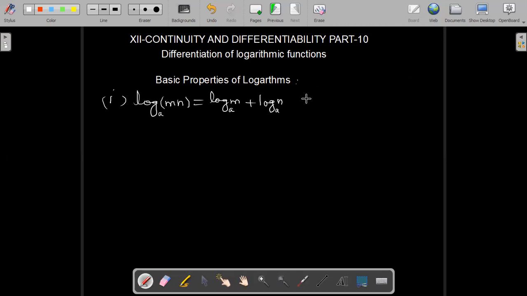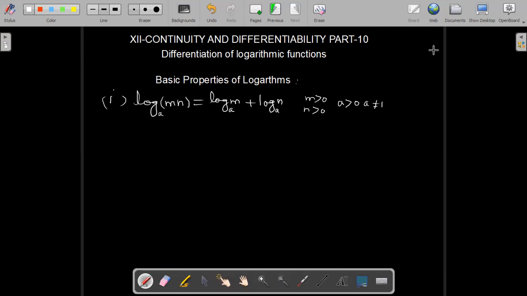Where always log is for positive numbers. We cannot find the log of a negative number. So here all should be positive, meaning m should be greater than 0, n should be greater than 0, because we can find the log of positive numbers, and the base also should be greater than 0 and it should not equal 1. We cannot take 1 as the base. So generally we have two types of log: base 10 and natural log, log base e.